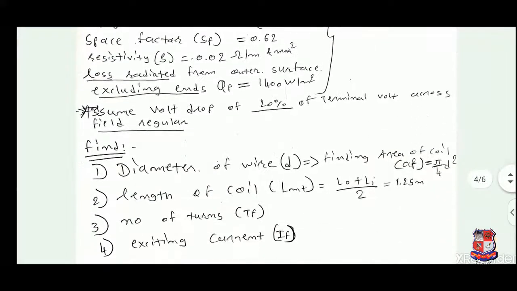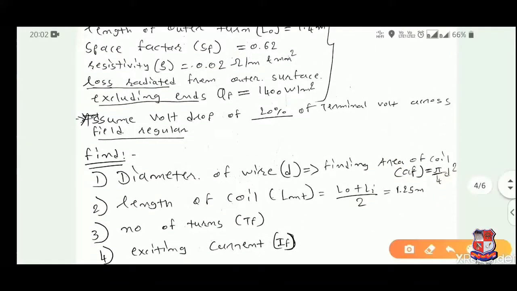And what we need to find: the diameter of wire d, the length of the coil LMT, that means the length of mean turn of the coil, for which we have derived two equations, the number of turns, and the last one is the exciting current. So step by step we will calculate each and everything.